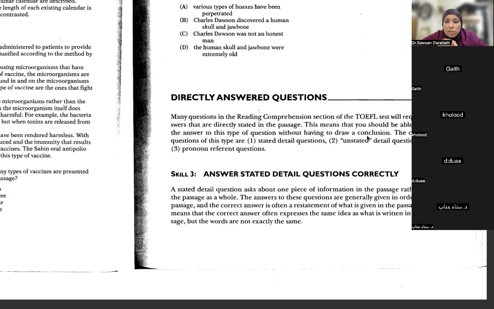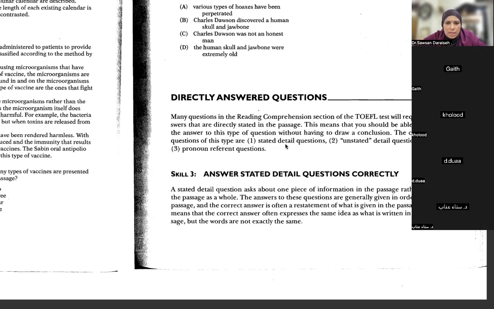The information is mentioned in the text, but probably in other words. It could be like a paraphrase of the question, like synonyms of the question itself. So you will find synonymous words to the question. The common questions of this type are: 1, stated detail questions. So they will ask you about stated detail questions.